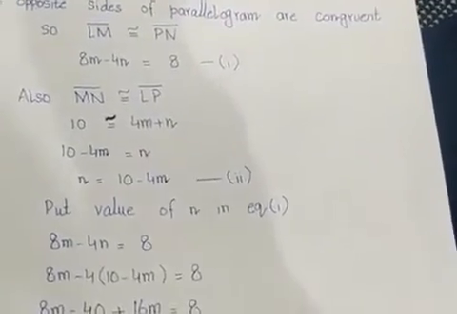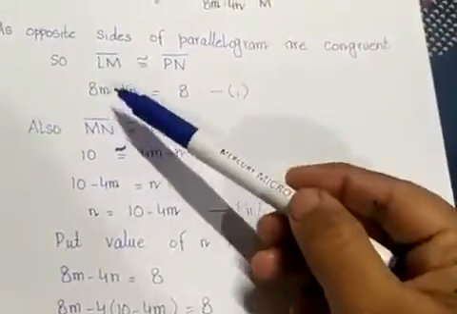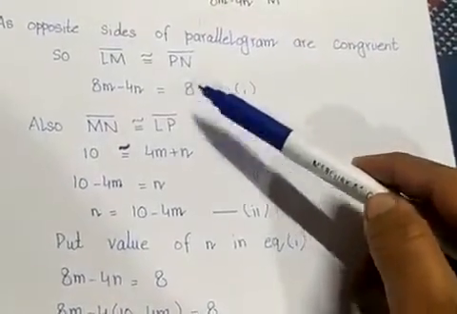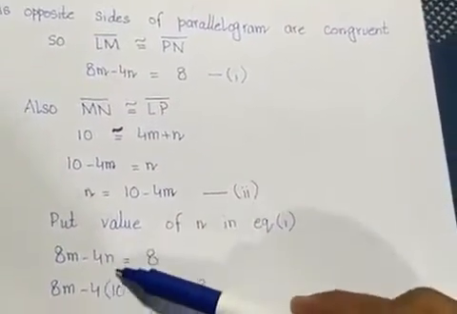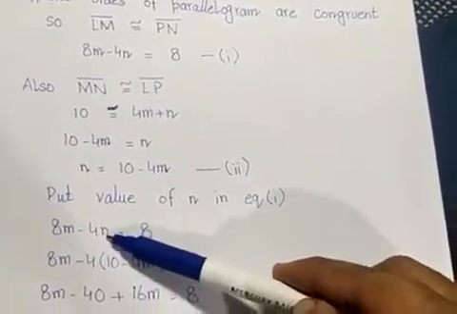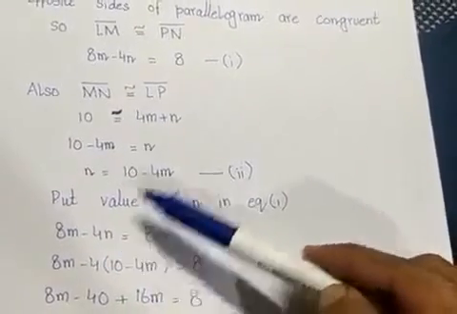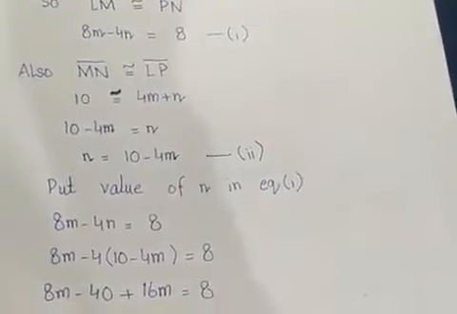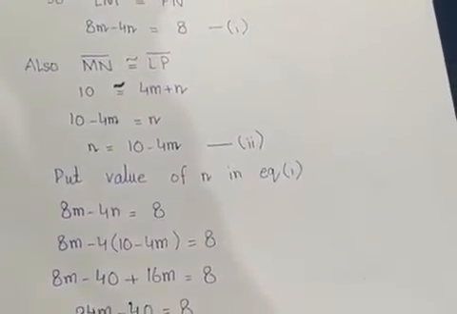I have written the equation number 1 again. 8m minus 4n is equals to 8. This is my equation number 1. I have written it again. And here is the n. I will put the value of n here. This is the value of n. You can see I have put the value of n. Clear? Now, open the bracket.